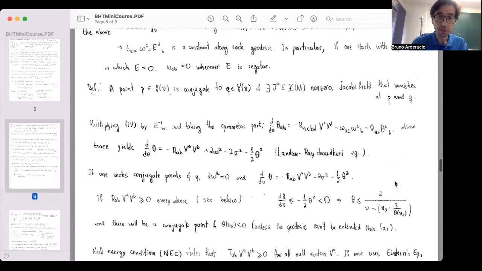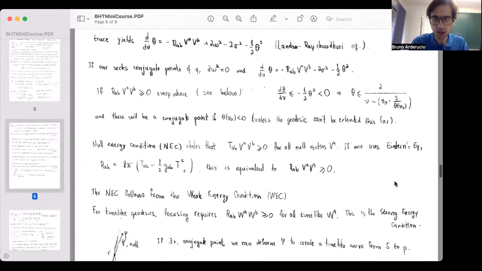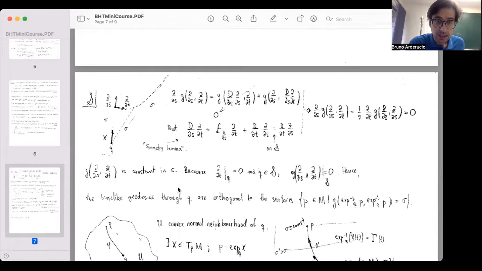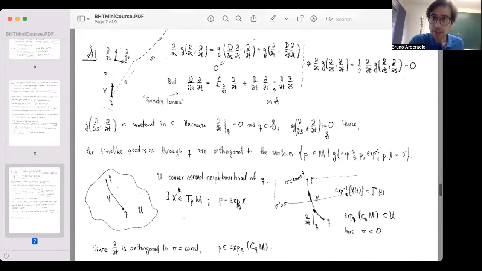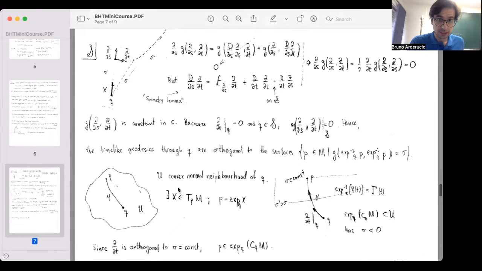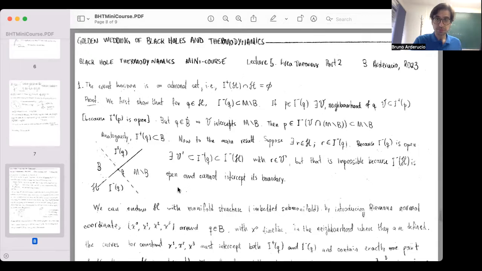Then we discussed the energy conditions and why they should be reasonable. Then I commented on certain properties that you obtain by taking variations of the arc length at first and second order. And we established as well that if a point can be reached by a causal curve that is not a timelike curve, it can be reached by a null geodesic. All right, so with that, we are in a position to start today's discussion. The first part of the discussion is to establish that the event horizon is an achronal set.